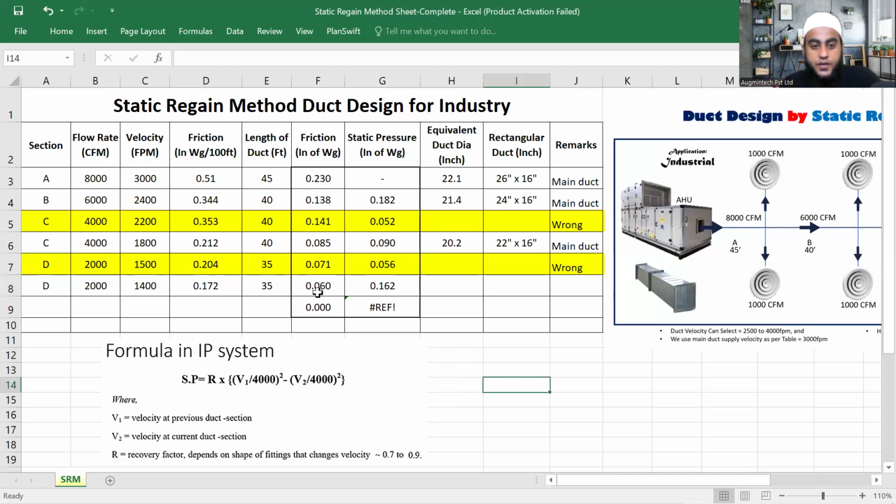See, for 1400 FPM the condition is the same, no? The condition is satisfying for 1400 also. So better is to select the velocity as 1400. As per that, how much diameter and size we will get, that also we have to see.